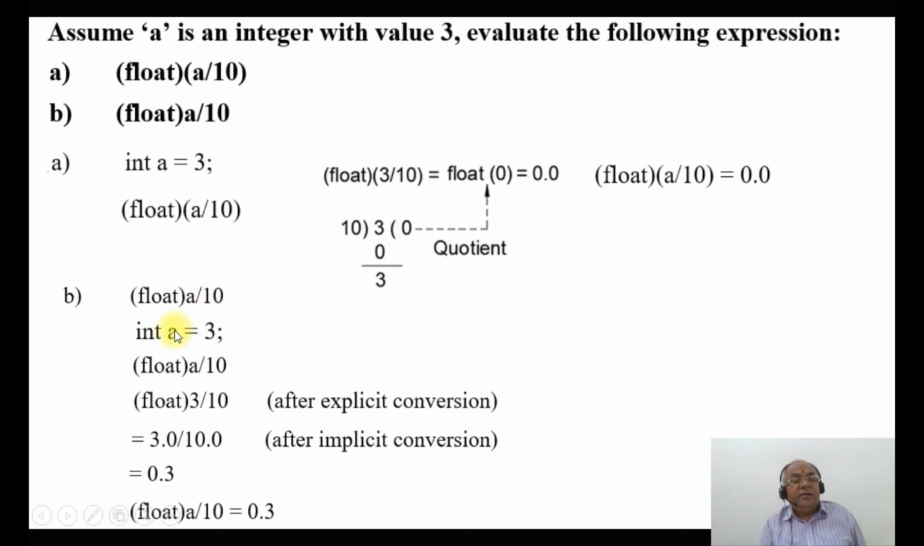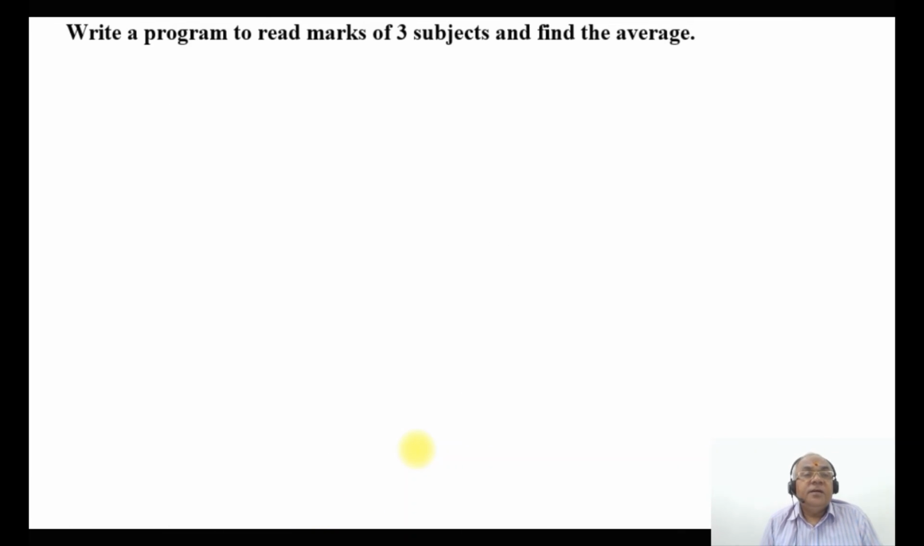The same thing when you are applying here: float a, you are forcibly converting a into a float. So that means int a is equal to 3.0 now. Instead of 3, it becomes 3.0 here. Since you are using float 3 here, it explicitly converts that 3 into 3.0. Once 3.0 is divided by 10, the denominator is automatically converted into float. So that becomes an implicit conversion. So 3.0 by 10.0 becomes 0.3. So float a divided by 10 is going to give you 0.3. So this is how the conversion explanation can be given.